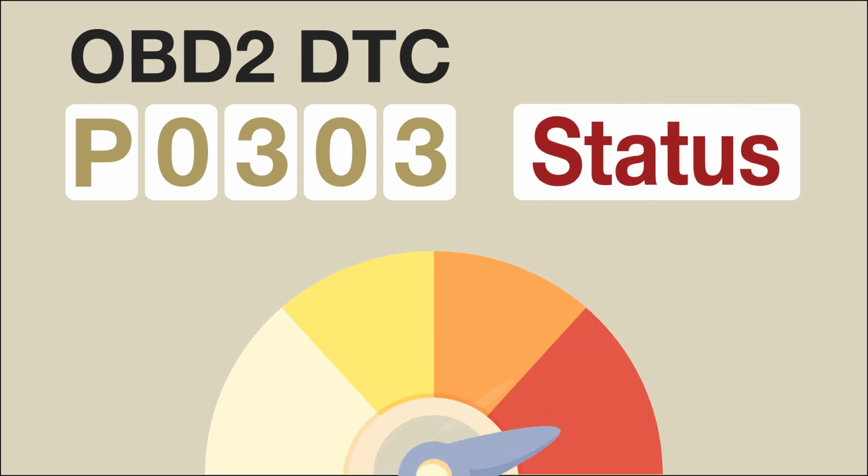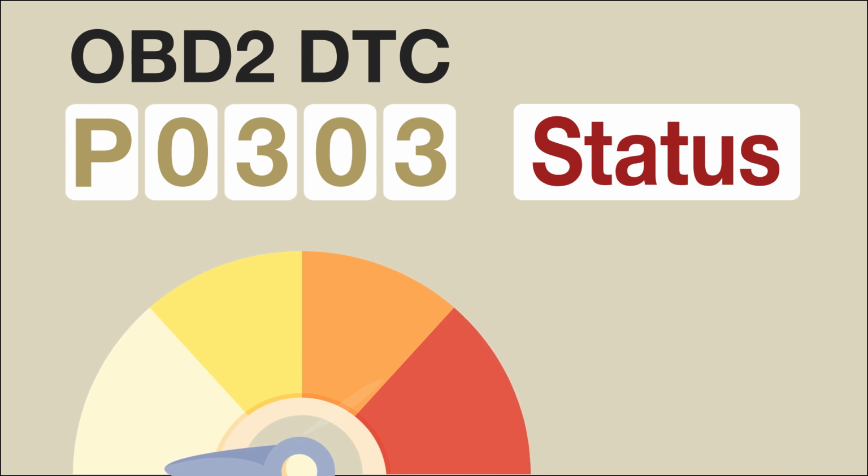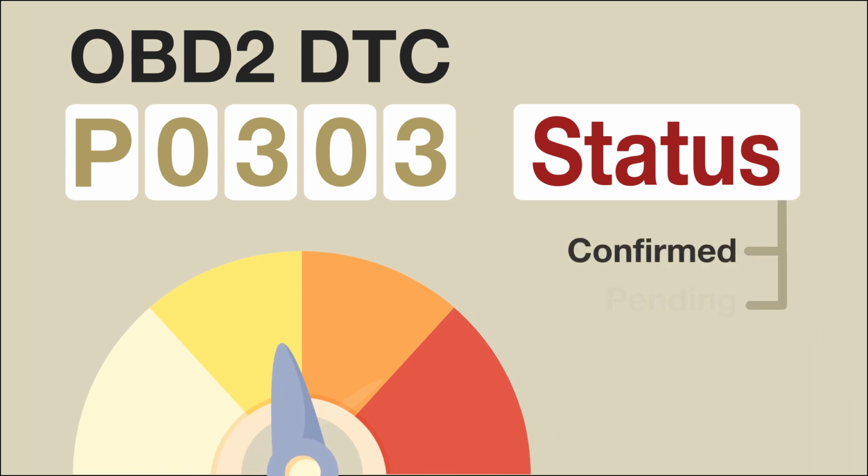Another useful piece of information that comes with a DTC is its status, which indicates the current condition of a specific fault code in a vehicle system. OBD2 system standard statuses include confirmed, pending, and permanent.